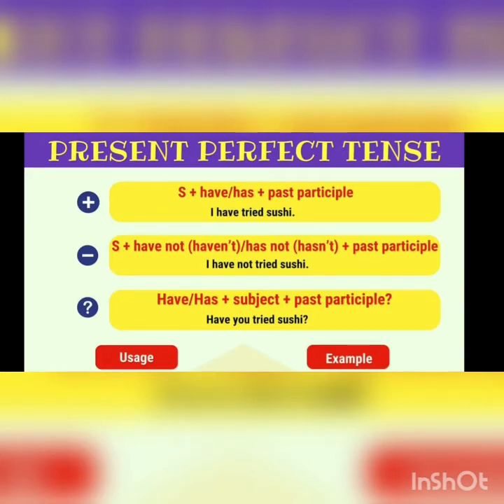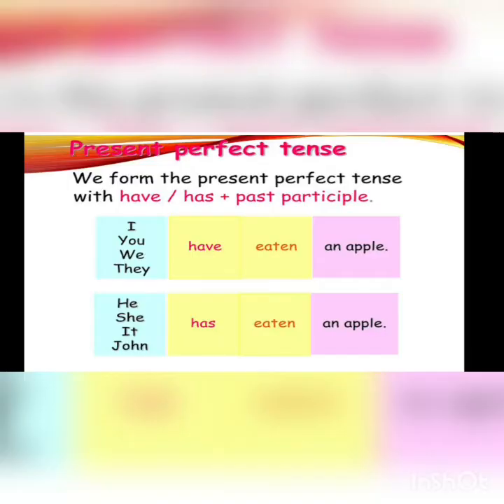First is the positive statement, that is subject plus has or have plus past participle, that is the third form of verb. Example, I have tried sushi. I is the subject, have is the helping verb, tried is the third form of verb, and the object is sushi. Okay, my kids? Now look here.